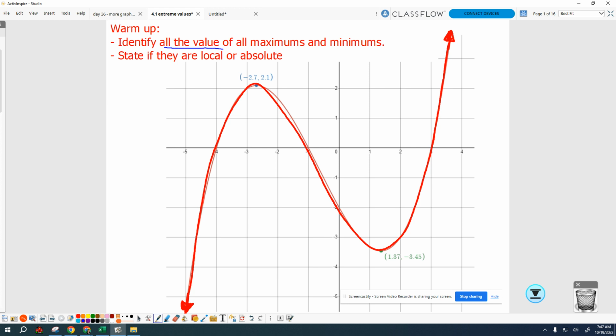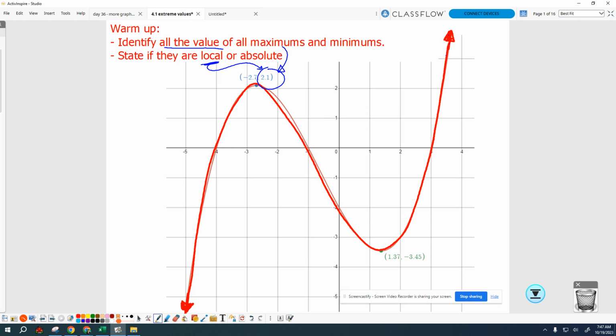I'm asking for the value of the maximum. Is it the whole coordinate? 2.1. Jasper, would you think, is that a local or an absolute maximum? Local. How can you tell? Because there's y values higher than that over here.